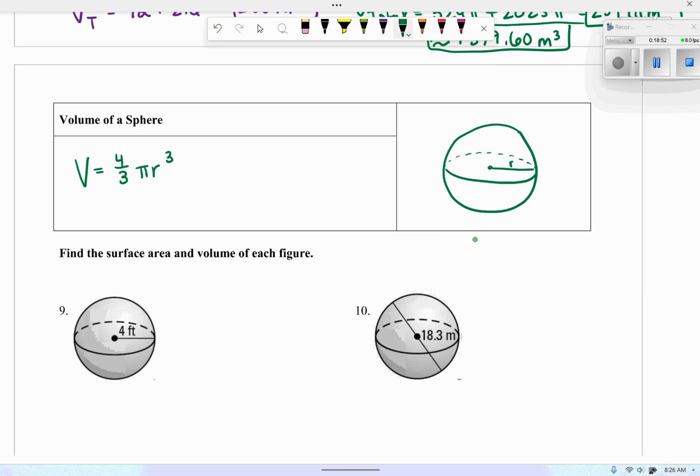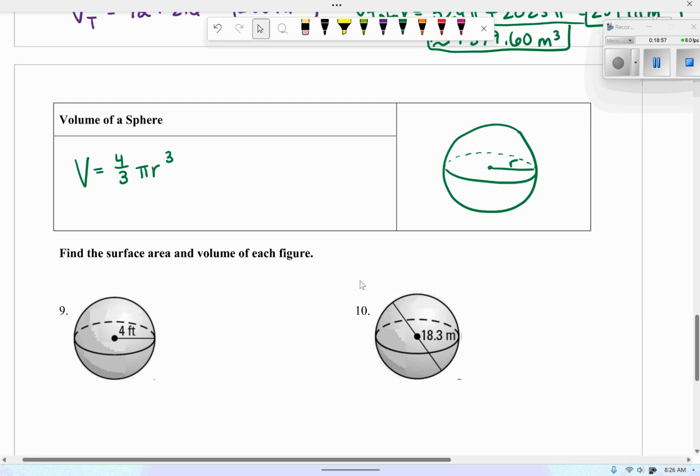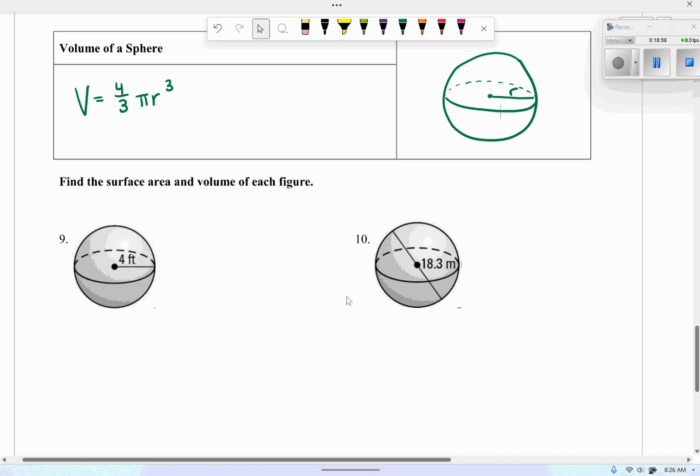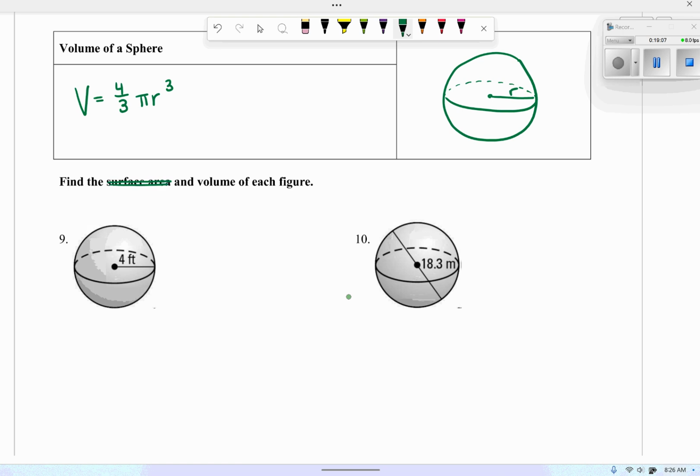This is our r. And again, we can show a video in class of why that is. So looking at this one, it says we want to find the surface area and volume of each figure. So we're going to skip the surface area. We're just going to find the volume. So if I want to find the volume, it is equal to, again, 4/3 pi r cubed. In this case, r is 4, so volume equals 4/3 pi times 4 cubed. And then you just have to simplify.